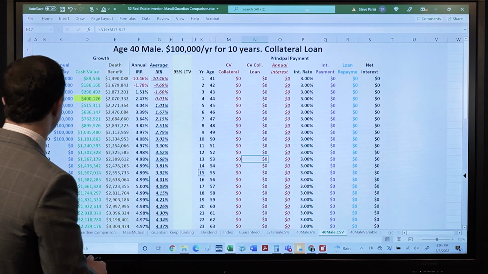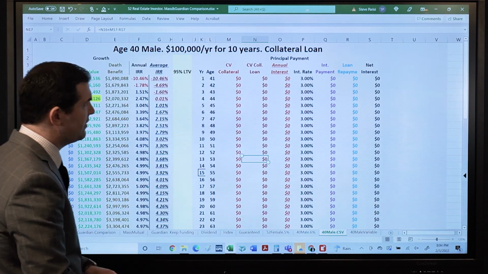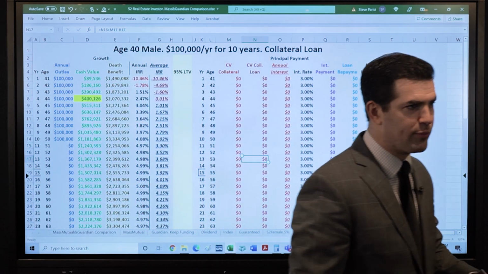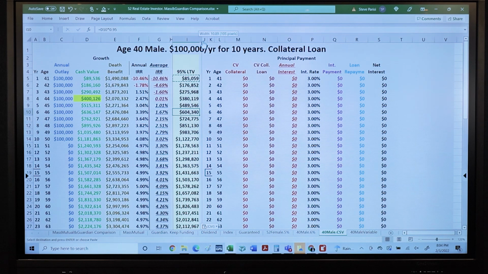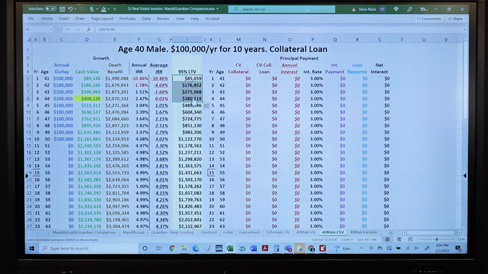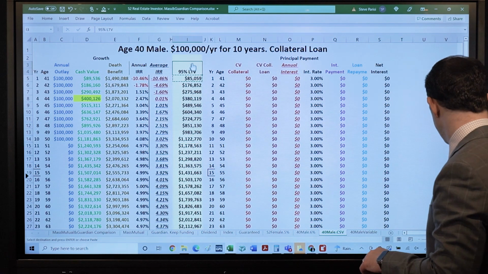Same policy here. We've got the funding for 10 years on the left, and then we've got our cash value collateral loan workbook. What I want to do first is plug in the loan to value, because it's typically 95%. This will be pretty easy to follow: it's just 95% of whatever the total cash value is. For example, year 10, you've got $1,181,000 in cash value. 95% of that is $1,122,000.